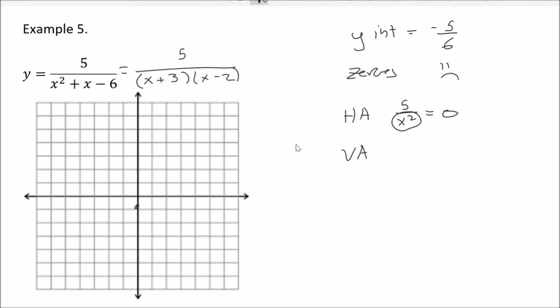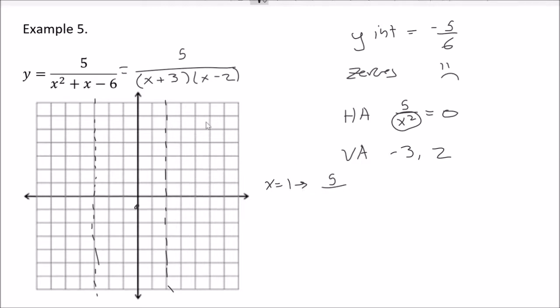Now with the factored form, we can glance and see that we're going to have 2 of them, -3 and +2. So let's sketch those in. Okay, and then the rest of our time in this example is pretty much going to be spent getting solution points and testing them. So I'm going to try x equals 1. Let's see what we get.